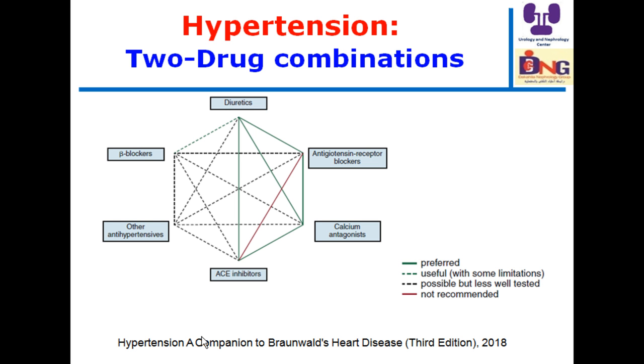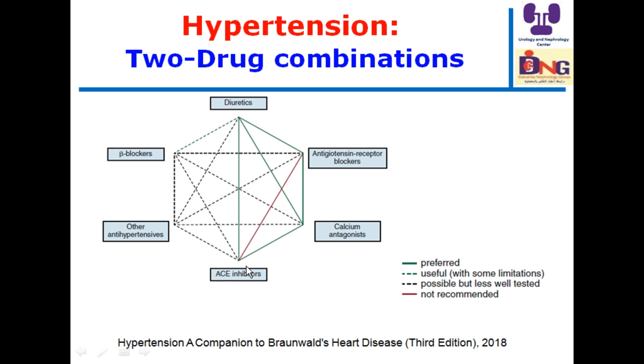Regarding combinations, there is a philosophy of combination, and this is color-coded. The green line means a recommended and preferred combination. So calcium antagonist plus angiotensin receptor blocker, calcium antagonist plus ACE inhibitor, calcium antagonist plus diuretics: all these are green line. Diuretic plus ACE inhibitor is green line. So all these are preferred.